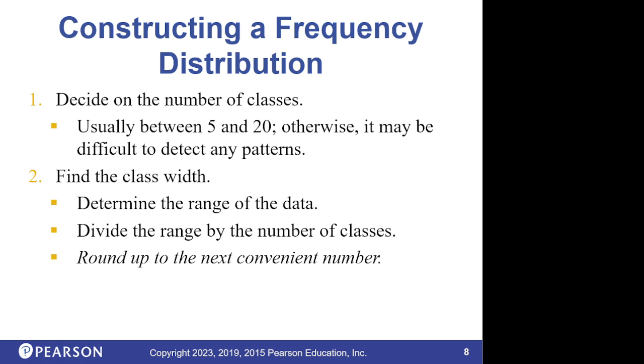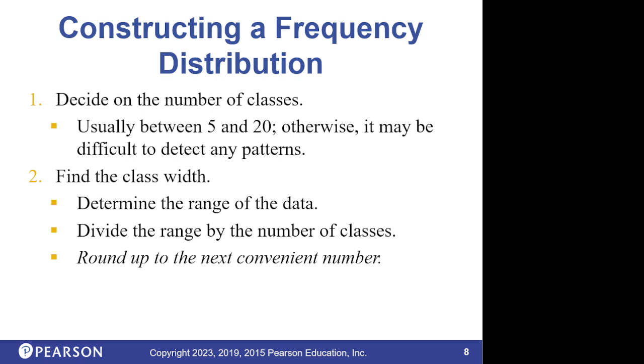And so this is our first calculation. We're going to determine the range of data, and then we're going to divide the range by the number of classes and round up to the next convenient number. And we always have to round up for finding the class width, because if we round down, we might not leave enough room for all of our data. So we're always going to round up for the class width.